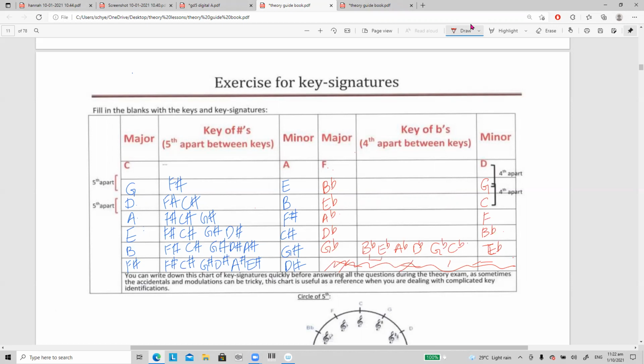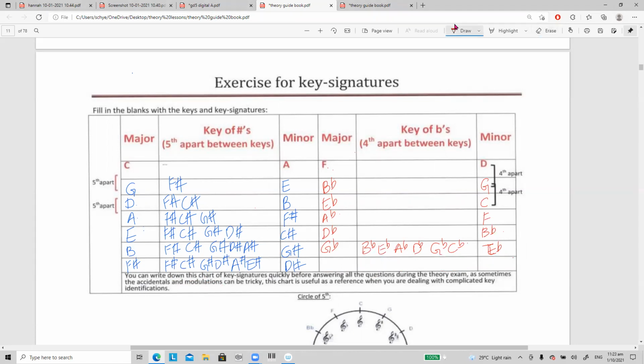And you notice the distance between the flats is also 4 steps apart. Okay, 4 apart. So for the sharps, also the same. The distance between all the sharps are also 5 steps apart. Like F to C is also 5. C to G is also 5 steps. So if you forget, you can count the interval like this.